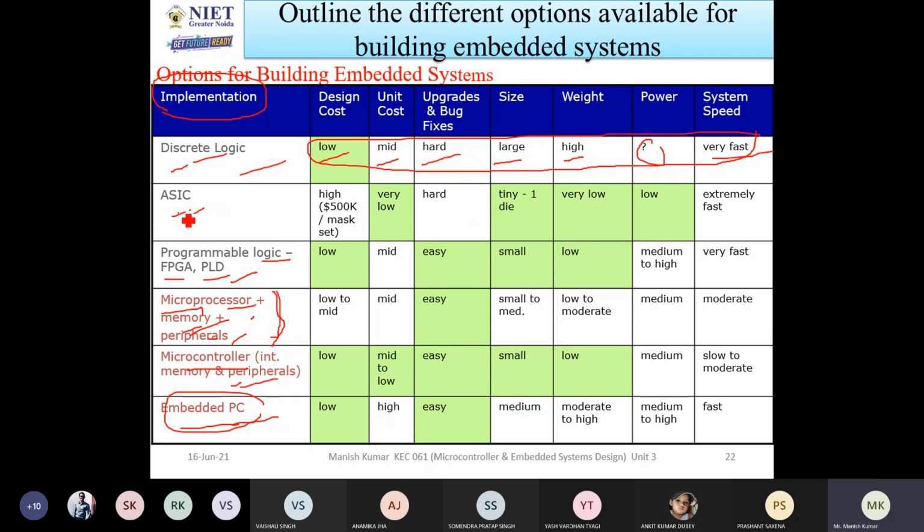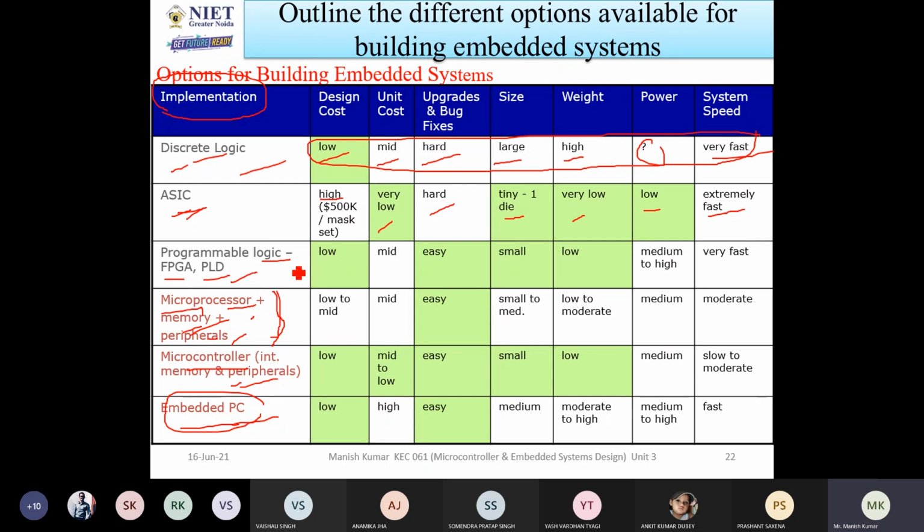Like when you're going for the ASIC design, it will take high design cost. Unit cost is very low, and also it is hard to upgrade. Size is tiny, and also weight is very low, and power is low. And system speed is very fast.